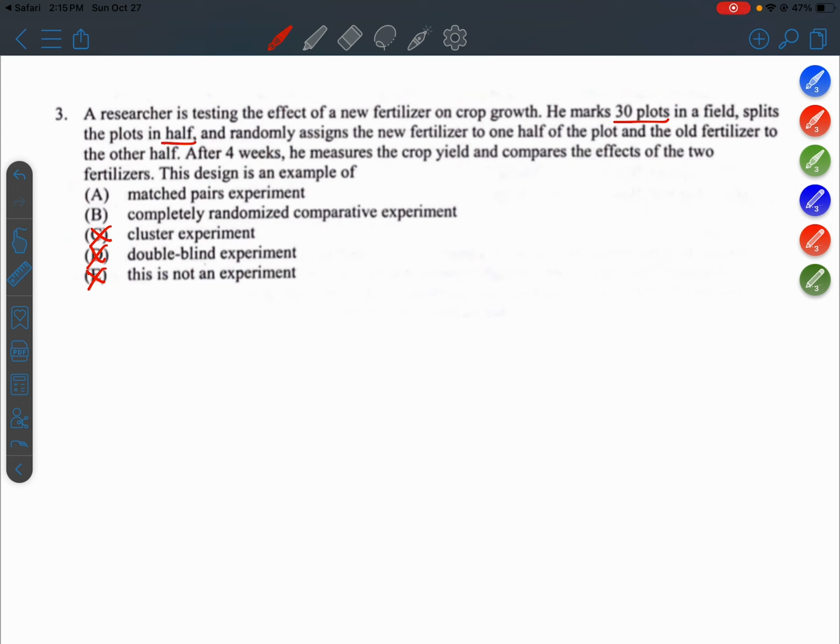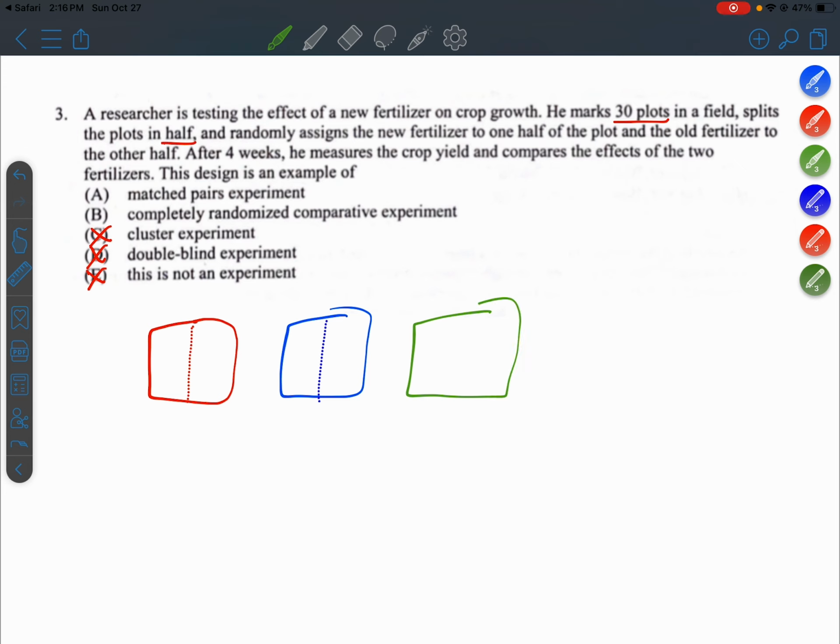Is it matched pairs or is it completely randomized? Well, notice how they talk about taking each plot and splitting it in half. So you've got, here's plot number 1, split in half. Here's plot number 2, split in half. Here's plot number 3, split in half. So then each half receives a different treatment. In other words, you've got basically a pair of measurements coming from here, and a pair of measurements coming from here. This is a matched pairs design.